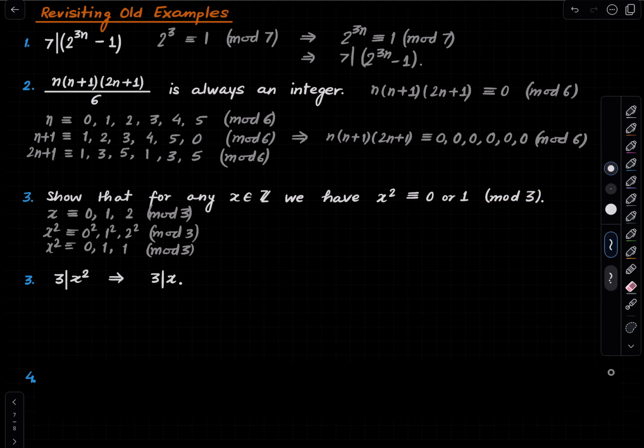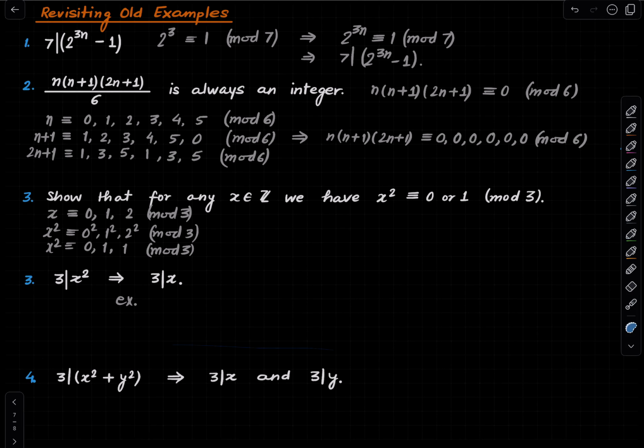And yeah, so if 3 divides x square, then we want to show that 3 divides x. So let me leave this as an exercise. I mean, not much of modular arithmetic is here, but all you do is you just consider this case, x square congruent to 1, which is same as x congruent to 1 or 2. Anyway, let me not speak about it.